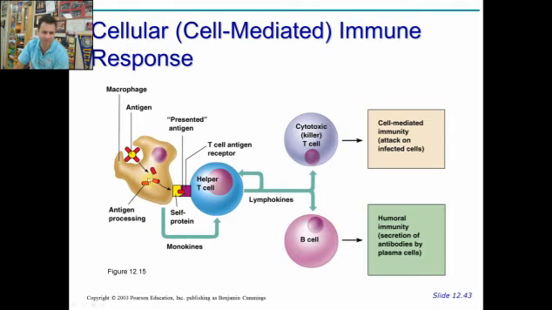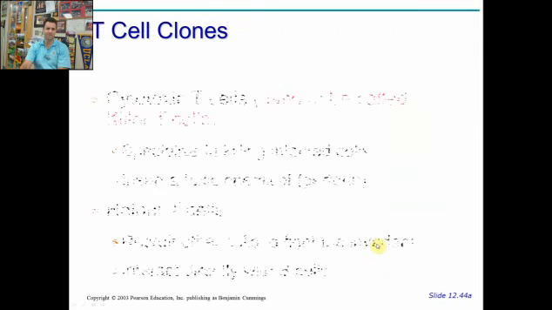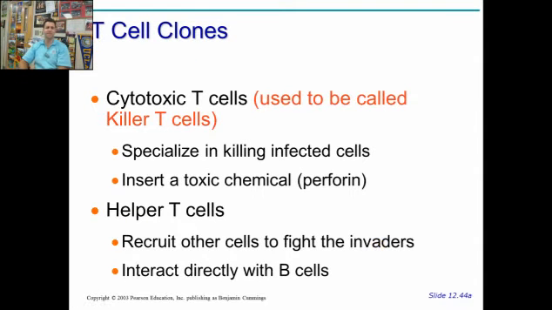So here's exactly what we're looking at. Here's the macrophage, consumes the pathogen, shows these little antigens on its surface, and then it exposes them to the helper T cell. This helper T cell is then going to communicate directly with both B cells and cytotoxic T cells. They'll do different things and attack in different ways, different types of cells, and so on. Cell-mediated is cytotoxic T. B cell is humoral immunity. Okay, so let's look at how we do these clones. Cytotoxic T cells, we used to call them killer T cells, but we don't want to confuse them with natural killer cells. So we call them cytotoxic T cells now, and they specialize in killing infected cells.